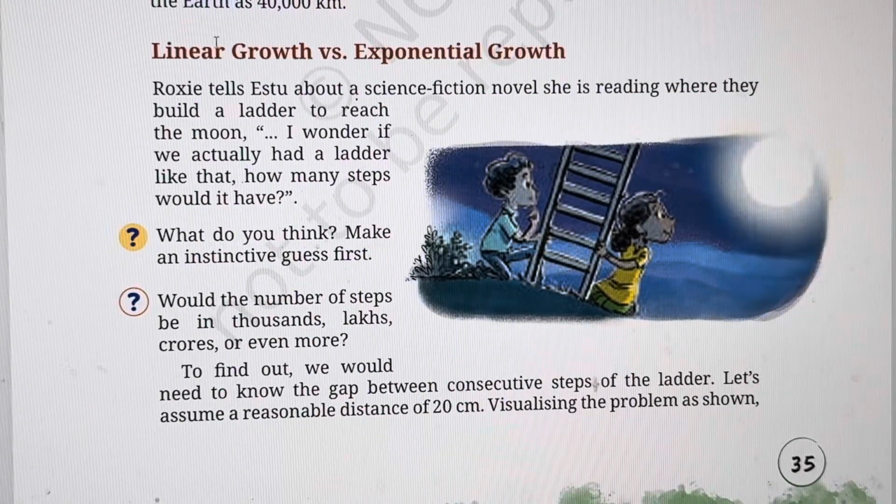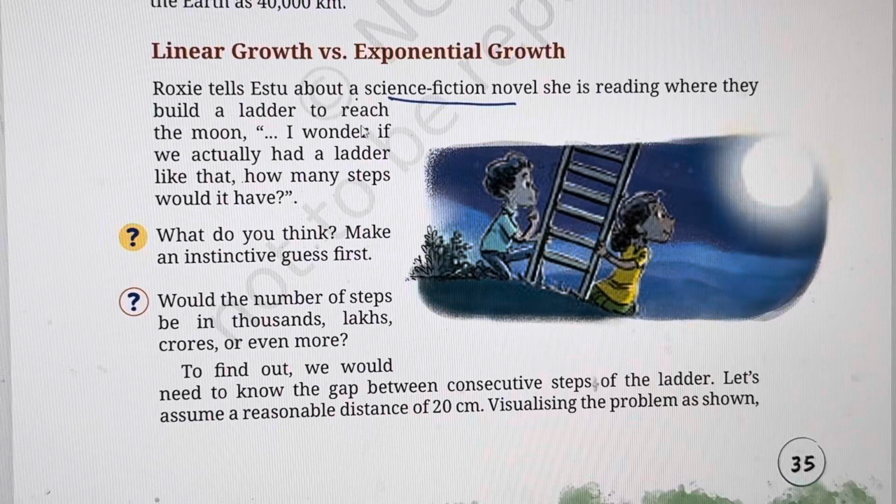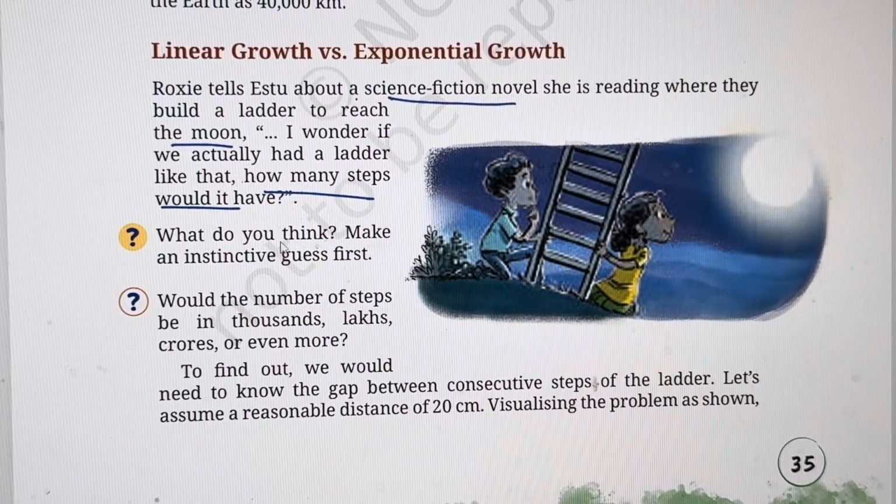So Roxy is sharing with Ishtu about a science fiction novel which she is reading, where they build a ladder to reach the moon, right? So I wonder, if we actually had a ladder like that, how many steps would it have? If you want to reach the moon, what do you think? Make an instinctive guess. Will it be in thousands, lakhs, crores, or even more? So you can guess at this stage. Then we will find out how many steps it will actually take.